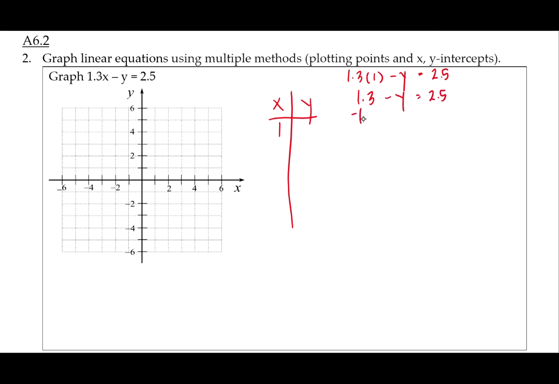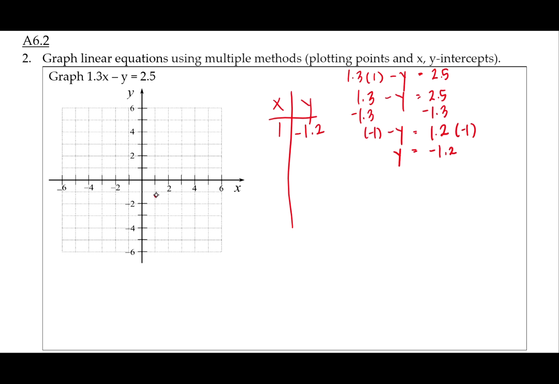I'll subtract 1.3 from both sides. I get negative y equals 1.2. Then I'll multiply both sides by negative 1. And that gives me positive y equals negative 1.2. So when x equals 1, y equals negative 1.2. Let's plot that on our coordinate system. I move from the origin to the right 1 and down 1.2, and I'm about right here. There's my first solution to the equation.